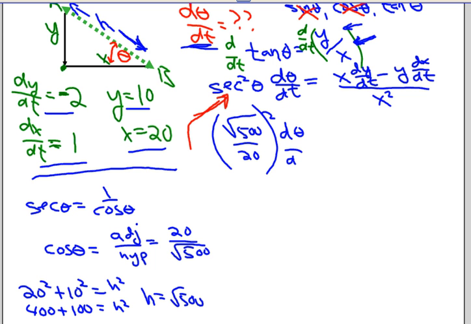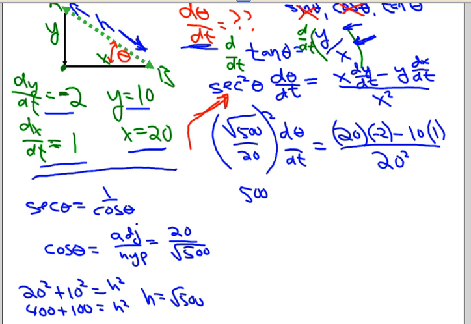Here's d theta dt. And on the right side, I sub in the values I know. What is x? X is 20. dy dt, that negative sign is very important. That's a negative 2. What is my y coordinate? It is 10. Dx dt was a positive 1. And it's all over x squared, which is 20 squared. All right, let's do a little math here. I've got 500 over 400.